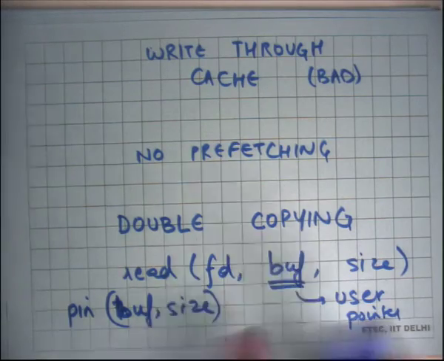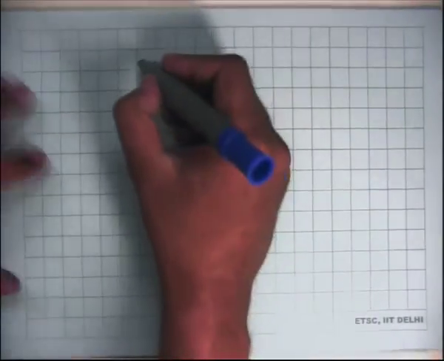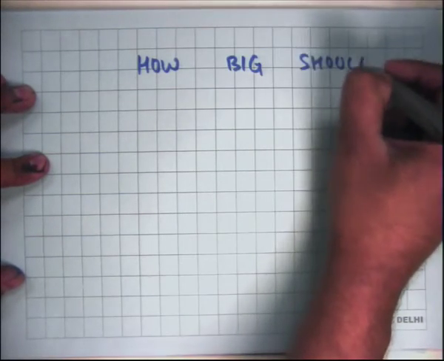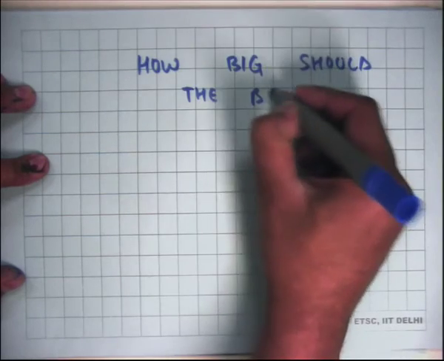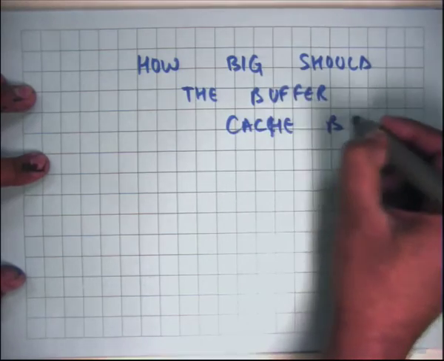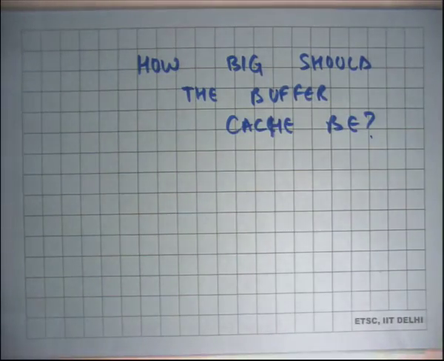All right. And finally, how big should the buffer cache be? What's the trade-off? If I give the entire memory to the buffer cache, what happens? There will be page misses. I'll have no memory for my virtual memory subsystem.